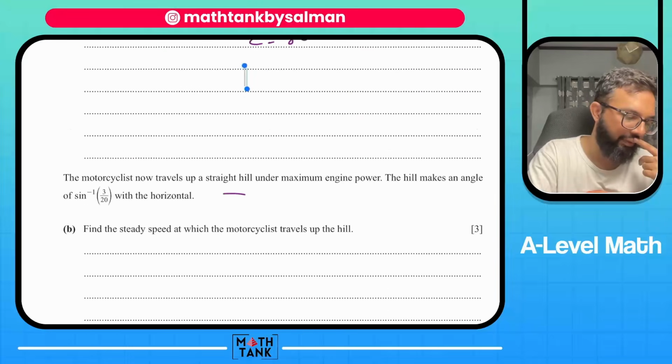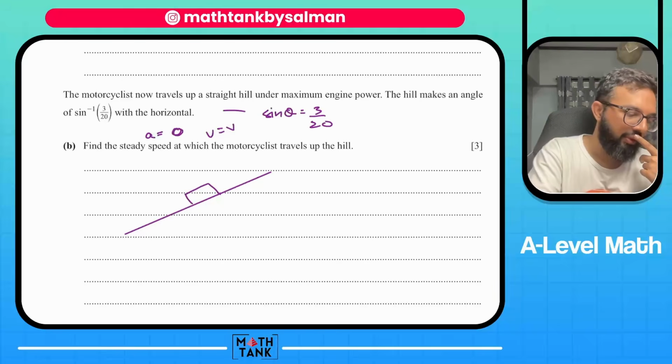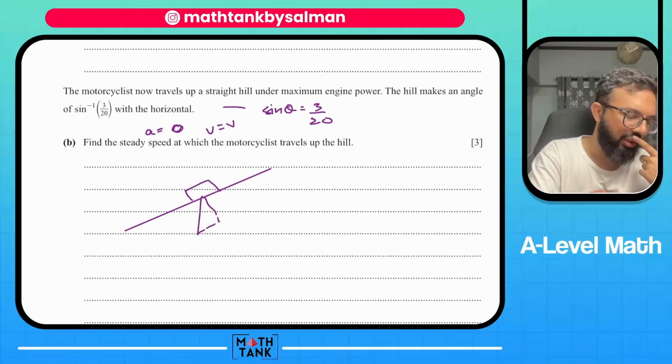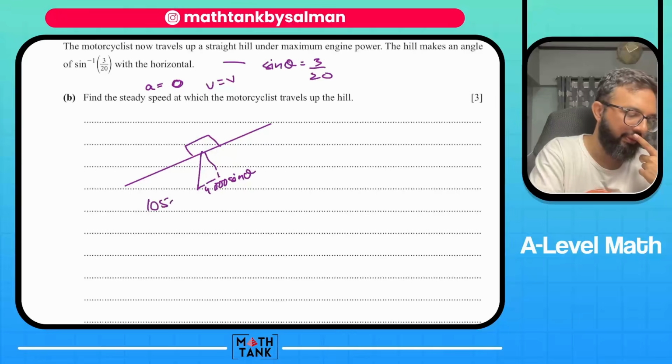The motorcyclist now travels up a straight hill under a maximum engine power. The hill makes an angle of sine theta equals to 3 over 20. Find the steady speed. Steady speed is when acceleration is 0. So V is V. I can say now that there's gravity involved. That's the only thing that seems to have changed. So that's 4,000 sine theta. So I'm going to say driving force is maximum engine power, 105,000. So 105,000 divided by V. That's what's driving.